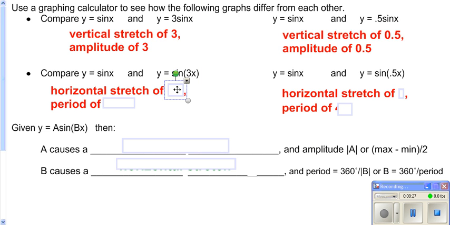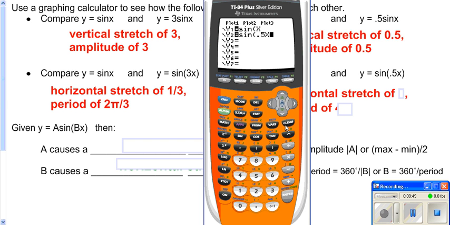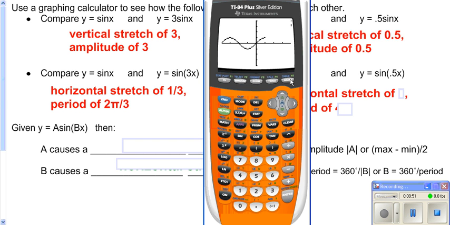So we'd have a horizontal stretch then of 1/3 because we have 3 times as many. So 1/3 of your normal period, you would then end up getting your period to be 2 pi over 3. Instead of being your 2 pi, it's now 1/3 of that, so it's 2 pi over 3. Let's see what happens when we put a half in front of our x. So now we graph it. There are 2 complete periods. We put a half in front, and it's making it twice as wide.